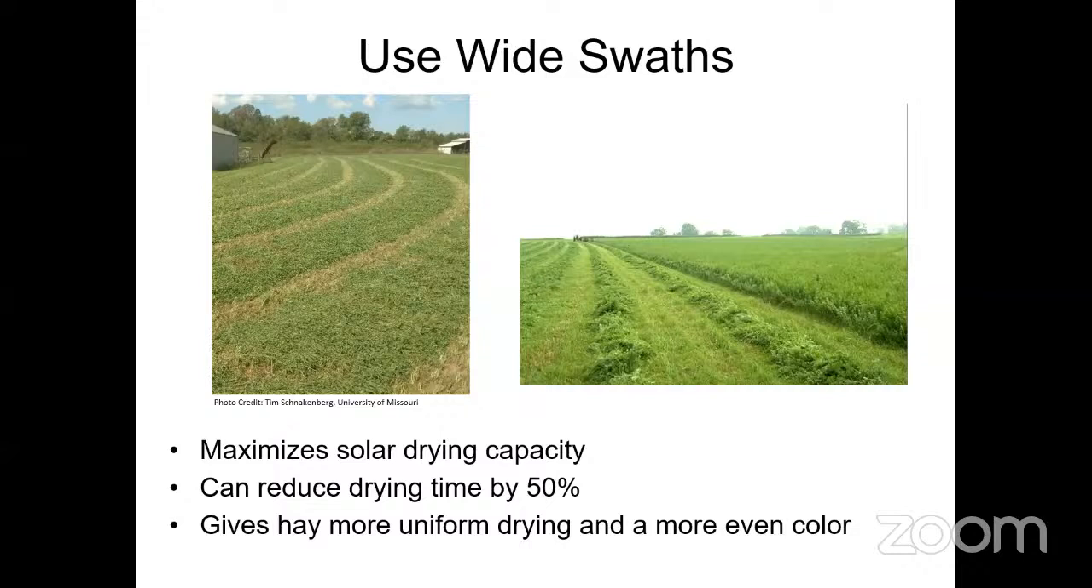Also using wide swaths to maximize the solar drying capacity is very important to get it to dry evenly and use the solar effect of the sun to speed up the process, versus the picture on the right, where it is already kind of clumped and sun exposure is just not happening. That might work fine if you're trying to wilt it for baleage, but it doesn't work for dry hay production.